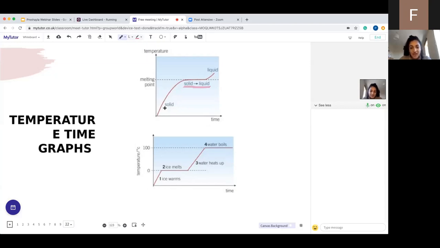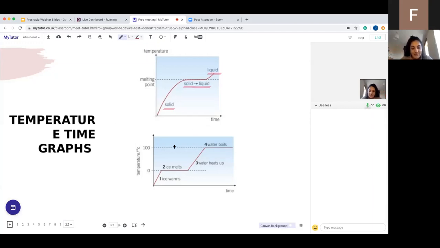We can do the same from liquid to gas. If we replace solid with liquid and liquid with gas, we will see the exact same curve. And where the change of state happens is where the boiling point is. So when it's doing that change of state process, the temperature doesn't change, and that is where we read off our melting or boiling point.